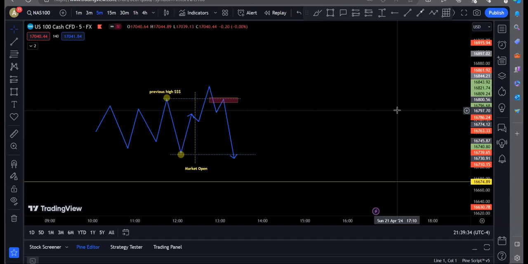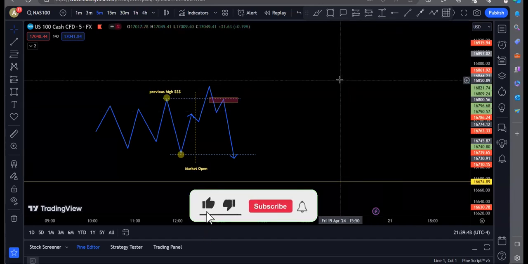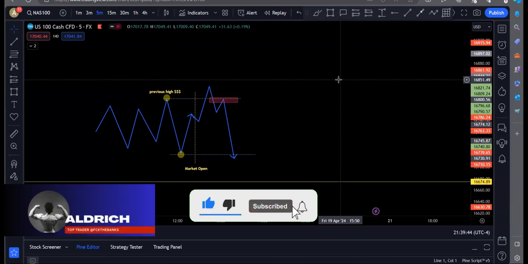Today, we're going to be talking about a super important concept, which is liquidity and how you can trade it. Okay, guys? So let's go. First off, we got to understand what is liquidity in the markets and how we can take advantage of it to make money.